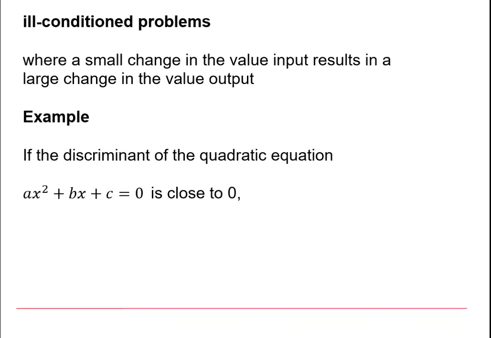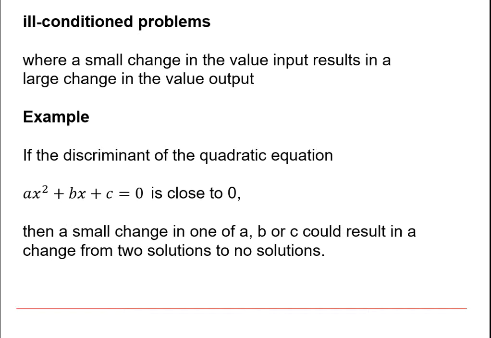And as an example of this, if we had a quadratic equation and the discriminant happened to be close to 0, then a small change in the parameters, a, b or c, could mean we suddenly flip from having 2 solutions to no solutions, for example.